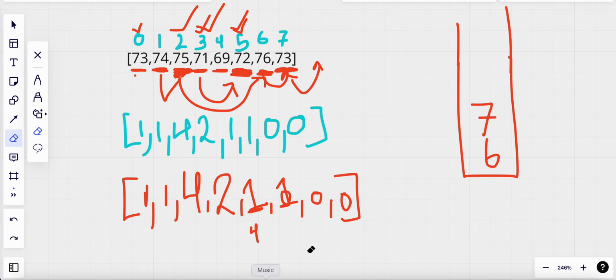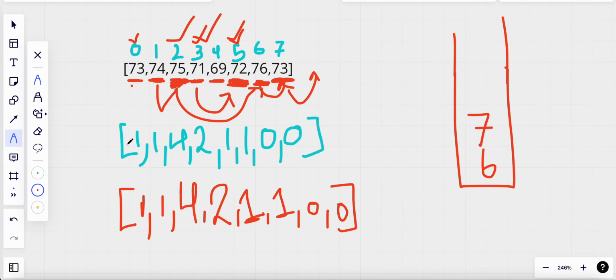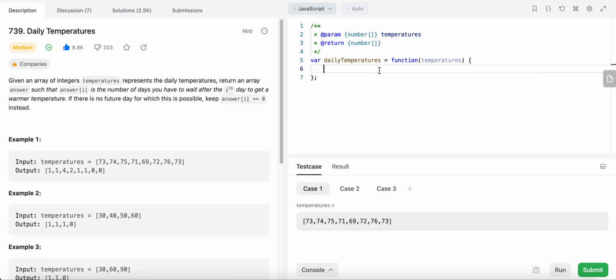Okay, so this is our final answer here. So yeah, this is how we'll solve our problem. Now let's dive into the coding.